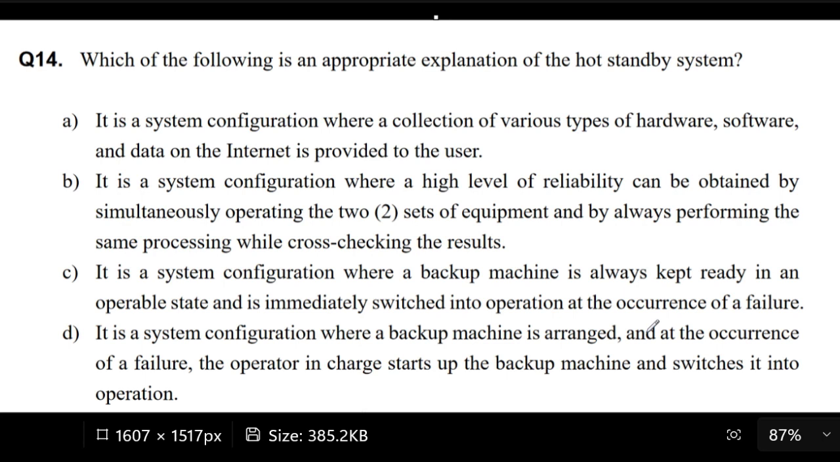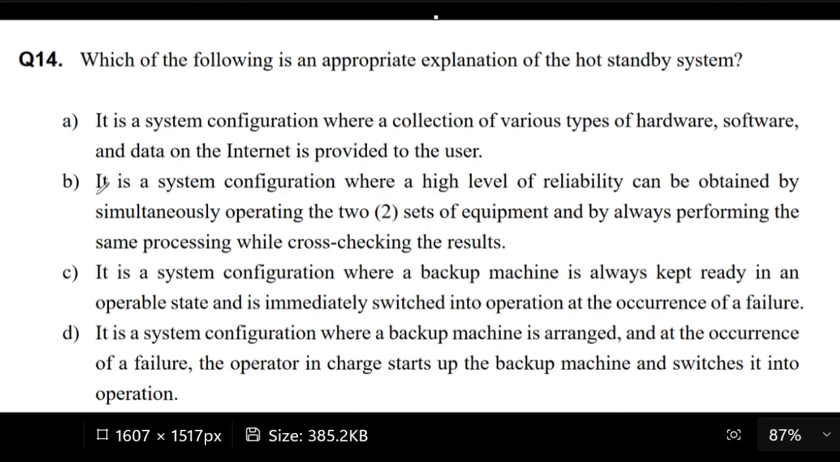Question number 14 of the IT Passport exam from PhilNITS. In this question, we are being asked, which of the following is an appropriate explanation of the hot standby system? To solve this problem, we would have to read each and every statement available among the choices, and then from there find out which one is the correct answer.